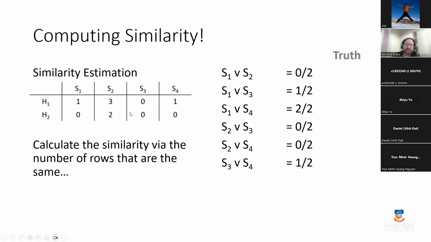Okay. So now I have my similarity estimation, right? And now I can calculate it out and I'd be like, hey, the number of rows that are the same. How many rows are the same? Okay, well, how many rows are the same? S1 versus S4, they're all the same. S1 versus S2, none of them are the same. S1 versus S3, one of them is the same. H2 is the same for S1 and S3, right? So you can see 0 the same, 1 the same.